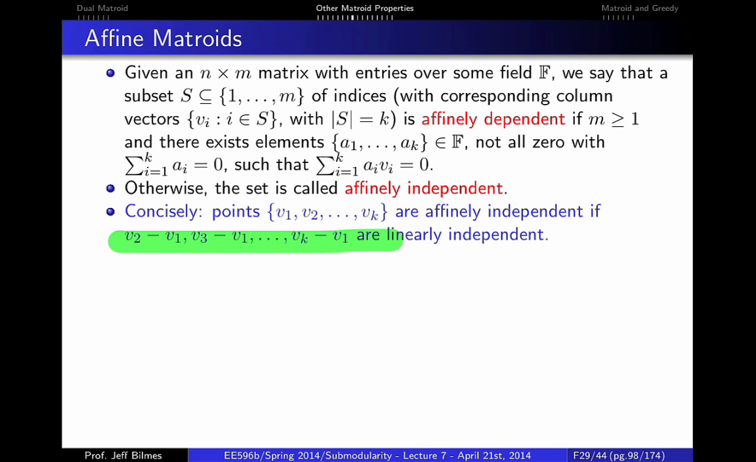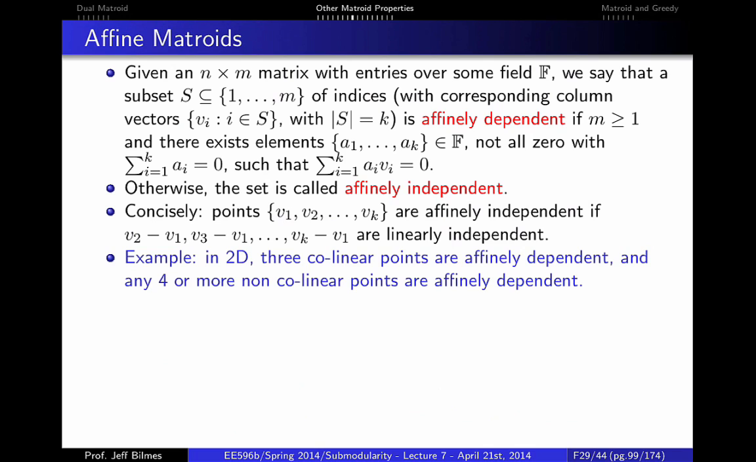And so you have things, for example, like in R2, 3 non-collinear points are affinely independent, and in R2, if you have any 4 distinct points, then they're affinely dependent. Did I say affinely independent? I meant affinely dependent here. And 3 or more collinear points are affinely dependent.